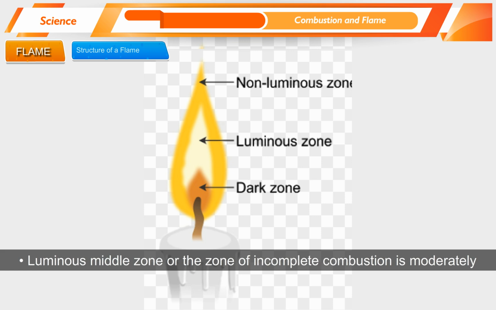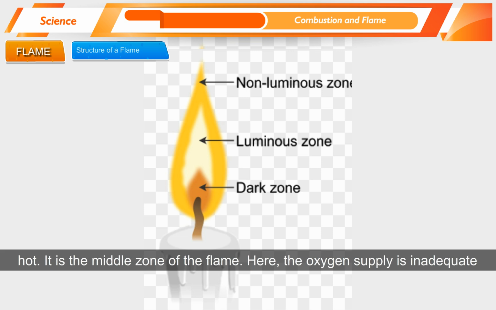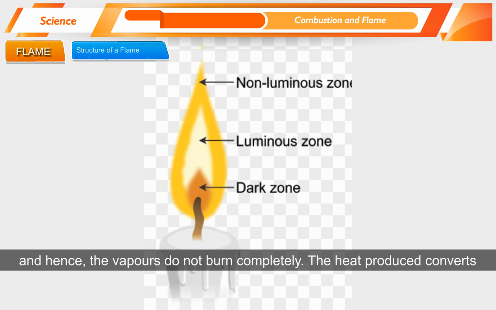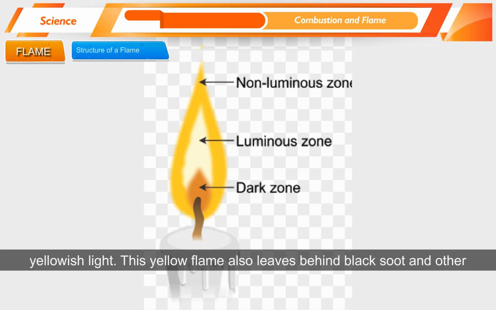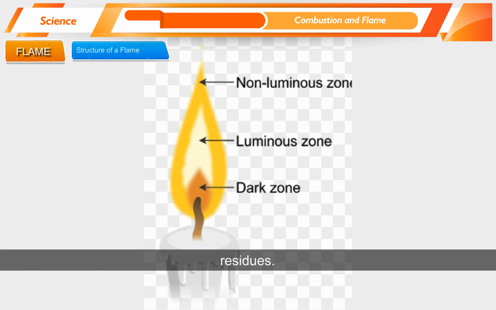Luminous middle zone, or the zone of incomplete combustion, is moderately hot. It is the middle zone of the flame. Here, the oxygen supply is inadequate and hence the vapors do not burn completely. The heat produced converts these vapors into carbon particles, which when extremely hot produce a yellowish light. This yellow flame also leaves behind black soot and other residues.